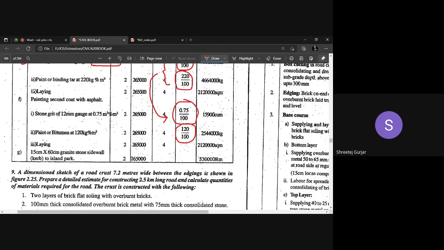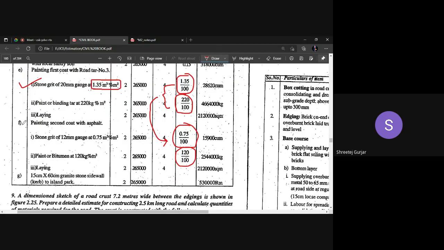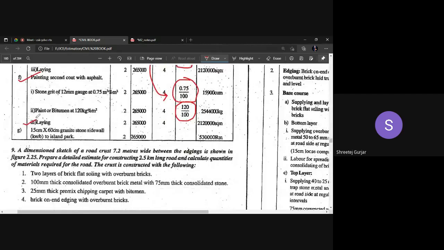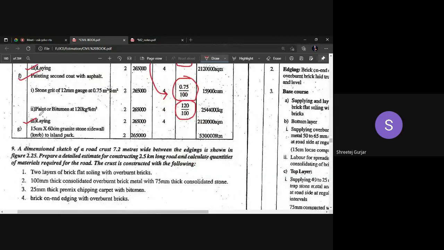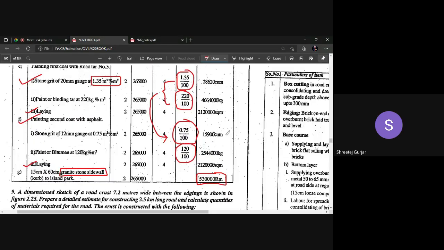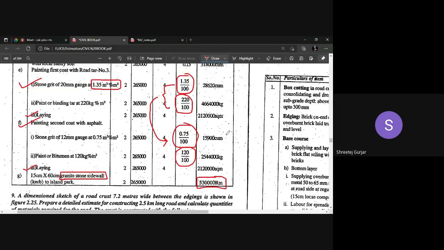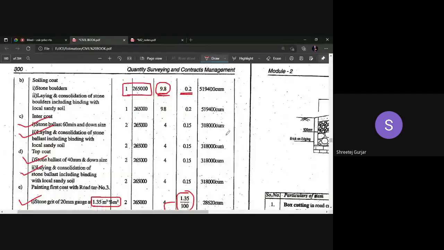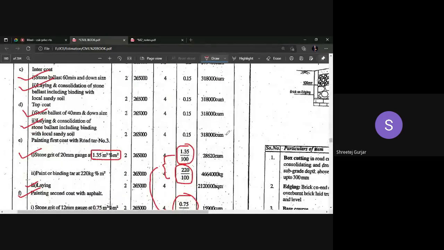Next, after our first layer of paint, you have a second layer of paint. And then laying quantity separately, that is third laying quantity. And then in running meters, as I've told you, you can calculate your side wall that is made up of stone, granite stone. So you'll get your running meters. After this, if they have given you the rates, you can calculate the abstract. Here they have not provided the rates. If you want to prepare the abstract, you can take the rates from the previous numerical, and you can prepare the abstract.